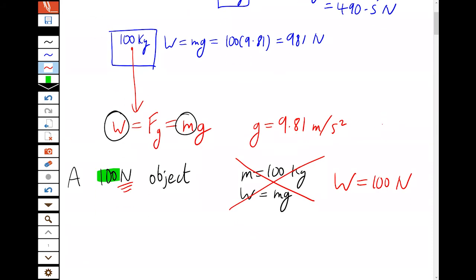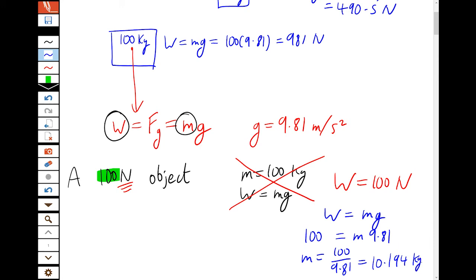In fact, if you wanted, you could then find the mass of the object. 100 newtons is the mass times 9.81. And so the mass of this object isn't 100 kilograms. In fact, it's 10.194 kilograms. So that's the one step you'd want to watch out for there.